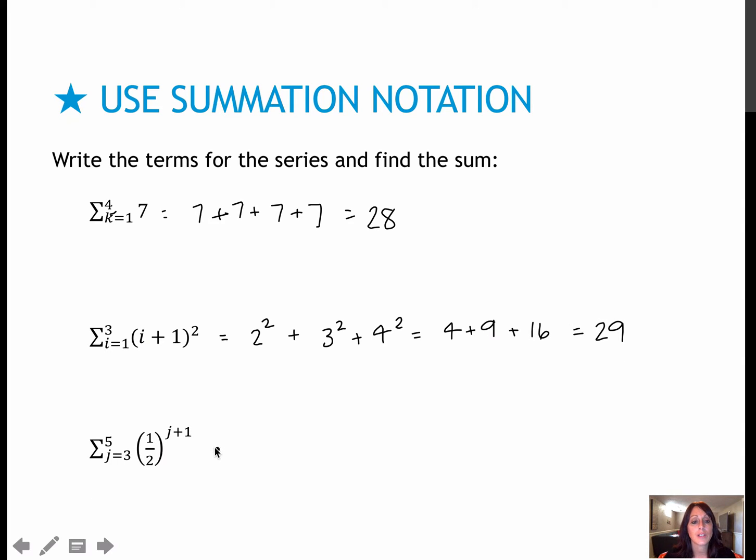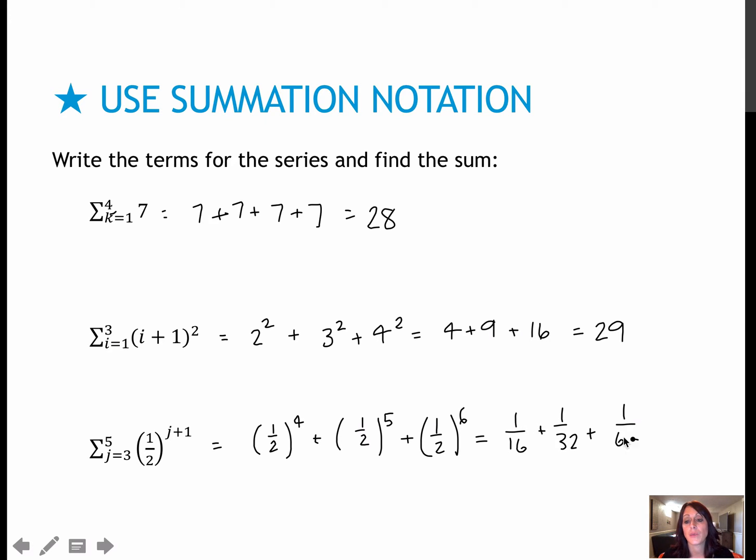And the last one, starting at 3, going to 5, I have 1/2 to the 3 plus 1, and then I have 1/2 to the 4 plus 1, and then I have 1/2 to the 5 plus 1. So lots of fractions on this one. Remember, when you're taking a value to a power, you're taking both the numerator and the denominator to that power. So that would be 1 over 16 plus 1 over 32 plus 1 over 64.